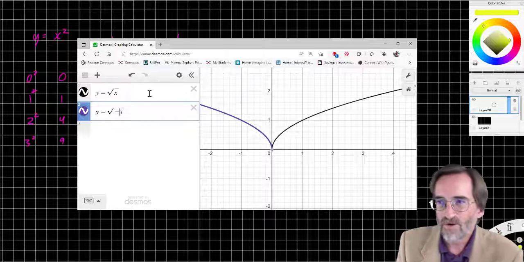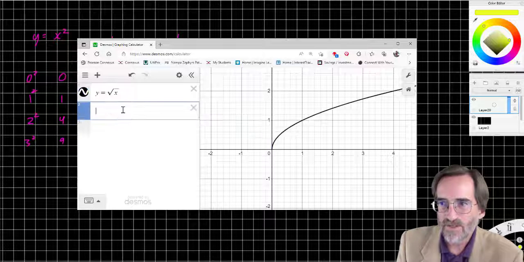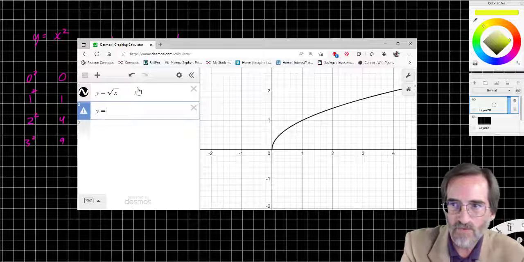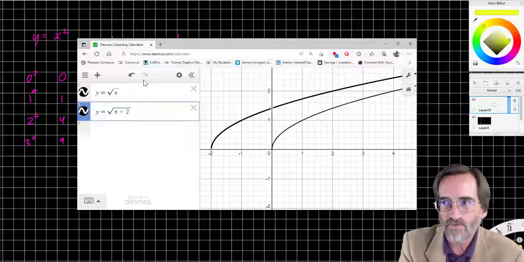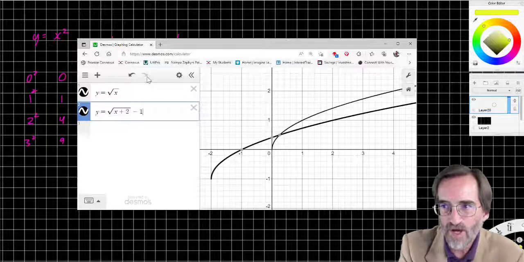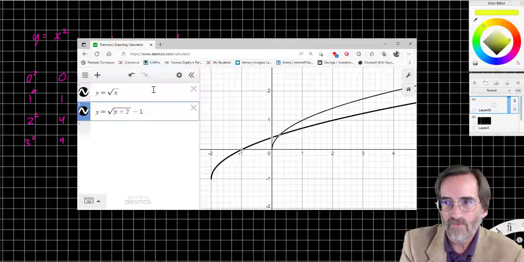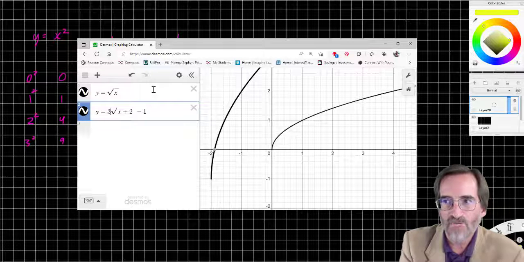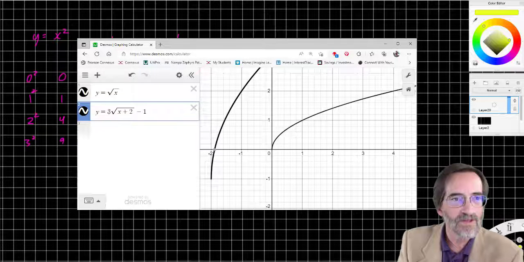All of these we can combine in various ways. For example, if I do y equals square root of x plus 2, it's shifted 2 to the left. Minus 1, now it's shifted down 1: 2 to the left and down 1. If I put a 3 on here, it's now 3 times taller. Everything is stretched vertically 3 times. Those are modifications on the function y equals square root x.